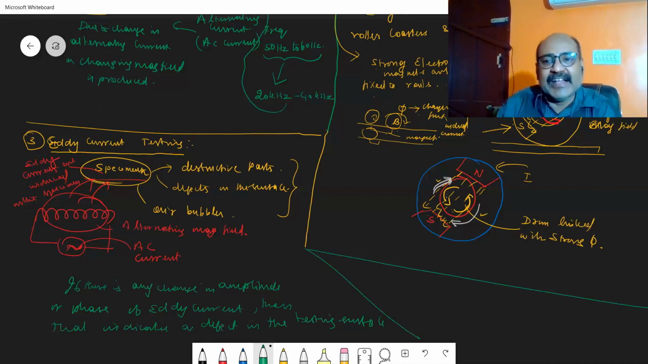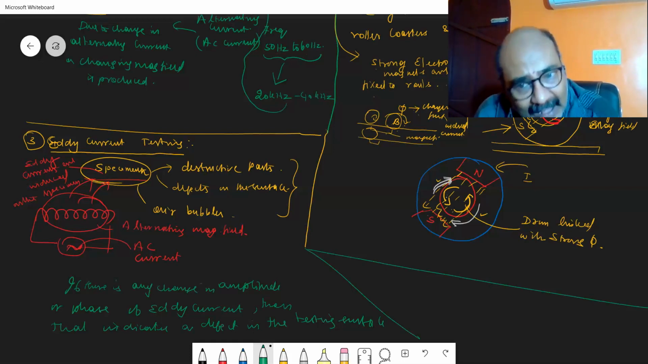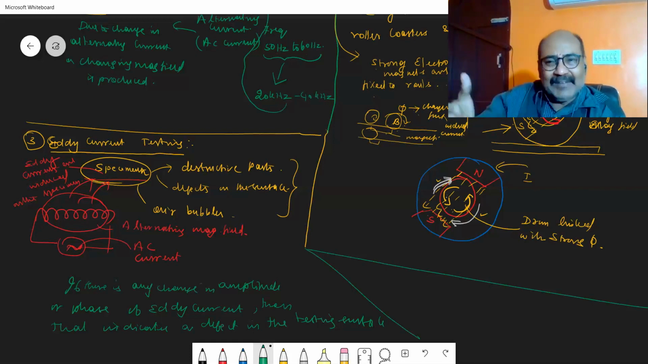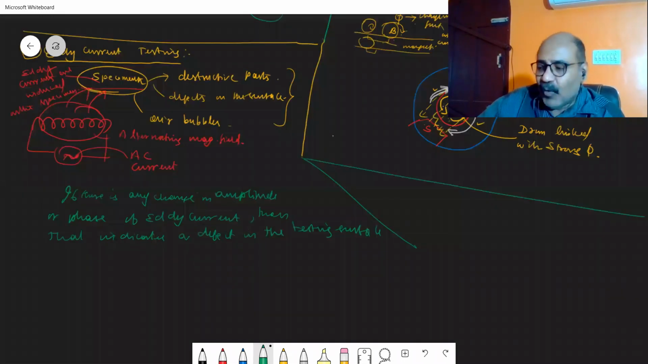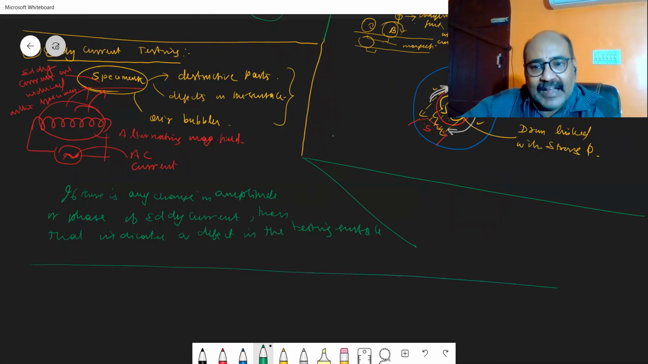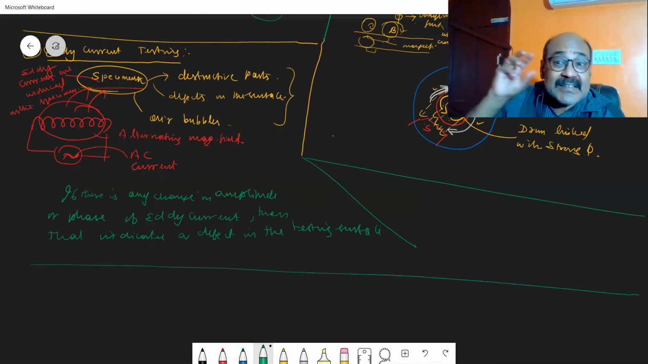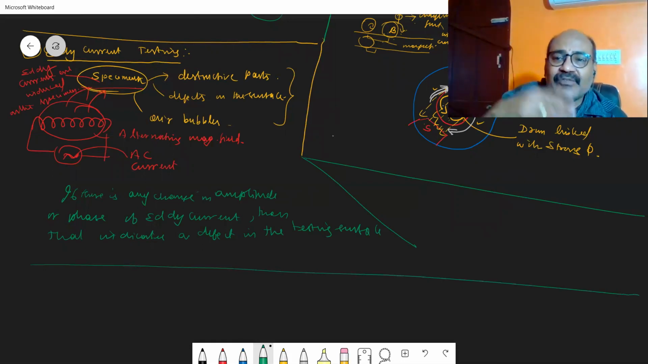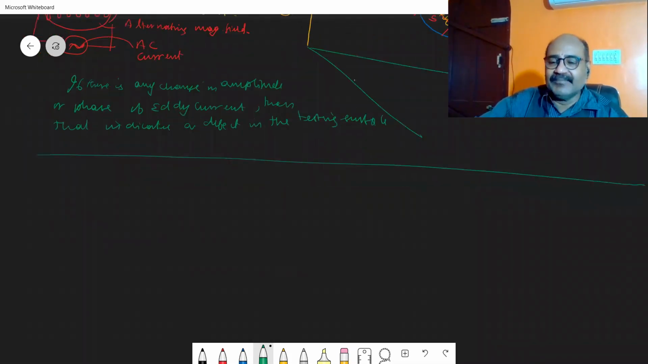If there is any change in that eddy current, then we have to say that the surface has some defect, or the surface may have an air bubble. We have to determine it with the help of a separate device. What nature of defect is present, we can know by studying the nature of change taking place in the testing coil. It is called eddy current testing.